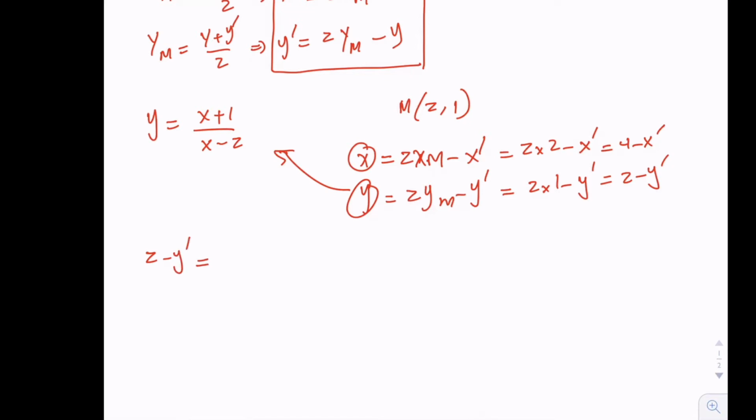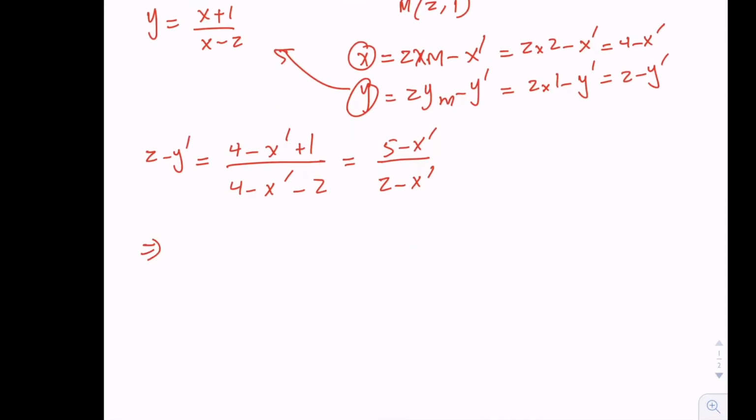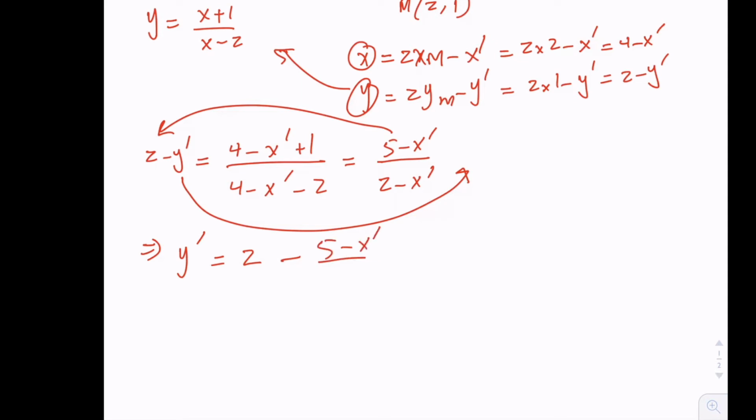Now if we replace x and y into this equation, we will get 2 minus y prime is equal to 4 minus x prime plus 1 divided by 4 minus x prime minus 2. And if we simplify this, it will give us 5 minus x prime divided by 2 minus x prime, which is 2 minus y prime. Now let's simplify this a little bit further. So I take y prime to the other side and this fraction to the left hand side. So we will have y prime is 2 minus (5 minus x prime) divided by (2 minus x prime).